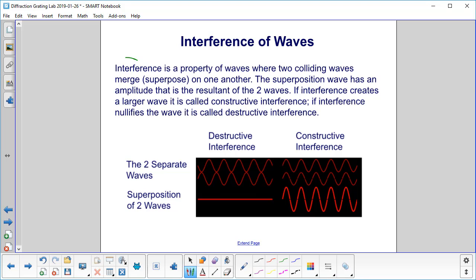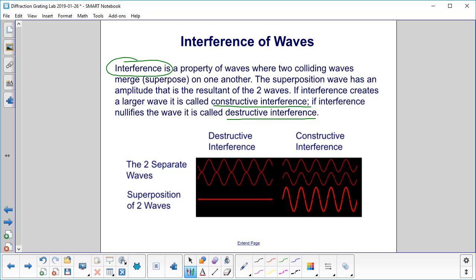Interference. Okay, we did diffraction on the previous slide, now we're going to talk about interference. That's when two colliding waves merge or superimpose on one another. The superposition wave has an amplitude that is the resultant of the two waves, kind of like adding vectors. If interference creates a larger wave, we have constructive interference. If interference nullifies the wave, we have destructive interference.